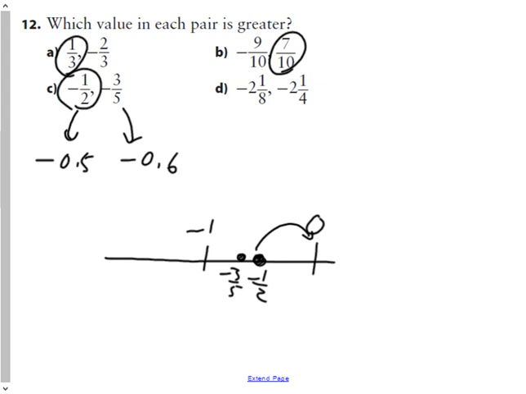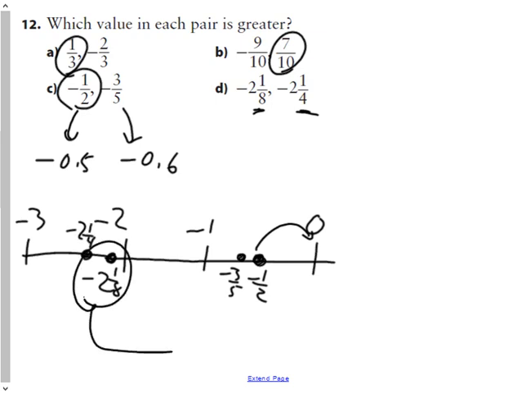And conversely, I think all of us know that a quarter is greater than an eighth. So if I was to place this on a number line, negative 2 1/8 would be here. Negative 2 1/4 would be here. This one is closer to 0. And therefore, oh, sorry, wrong circle. Therefore, negative 2 1/8 is greater than negative 2 1/4.